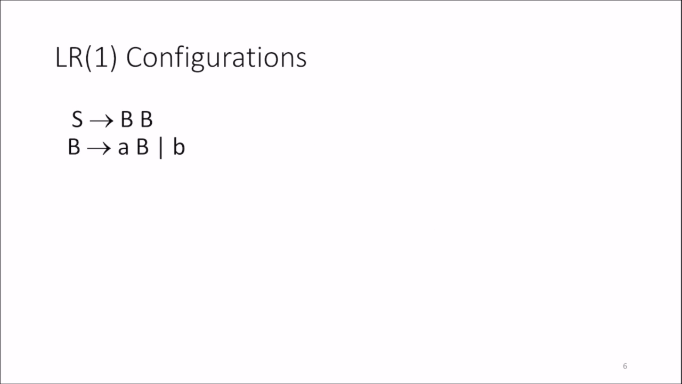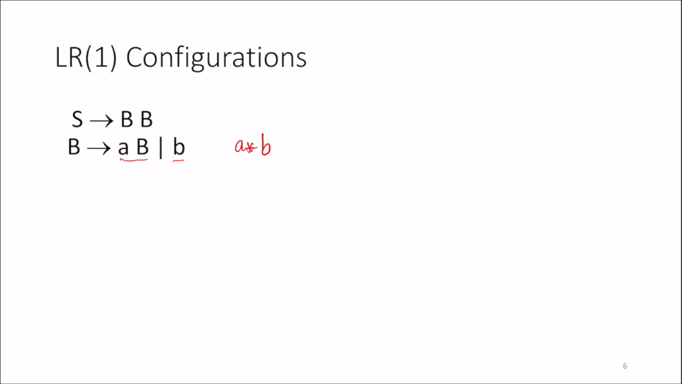So let's take a fairly simple example where you have S goes to BB, and then this B non-terminal generates a bunch of A's using this right recursive rule, and then finishes the recursion by generating a B. So if you look at this B, it is generating A star B, right? It can have 0 or more A's, and at the end you have to have a B to terminate the recursion.